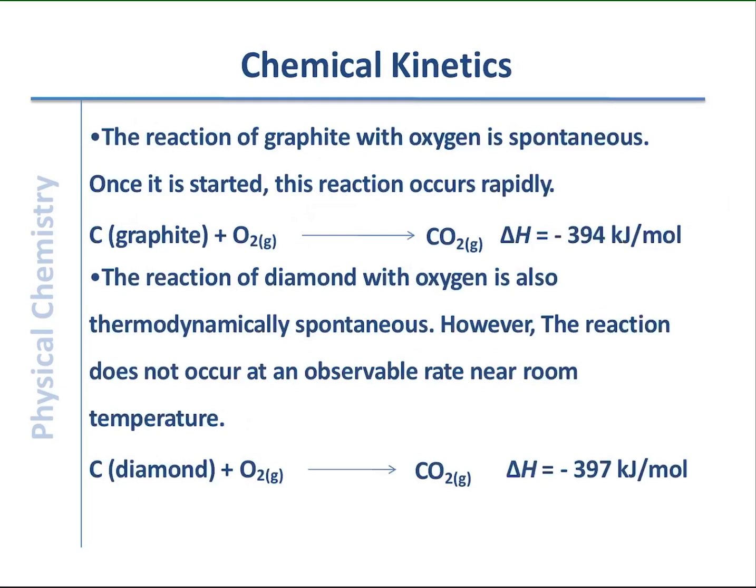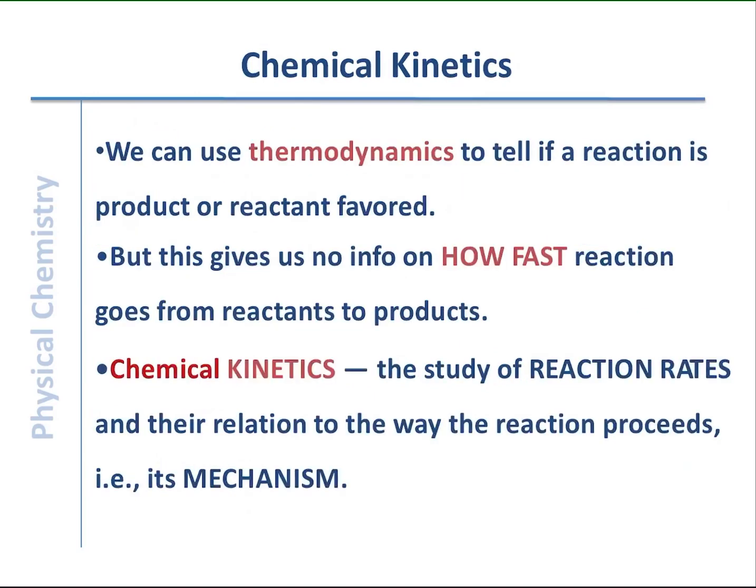But if we compare the kinetics of the two reactions, the second reaction of carbon, in case of diamond, with oxygen does not occur at an observable rate near room temperature. So we can use thermodynamics to tell if the reaction is product or reactant favored, but no information will be given on how fast the reaction goes from reactants to products.